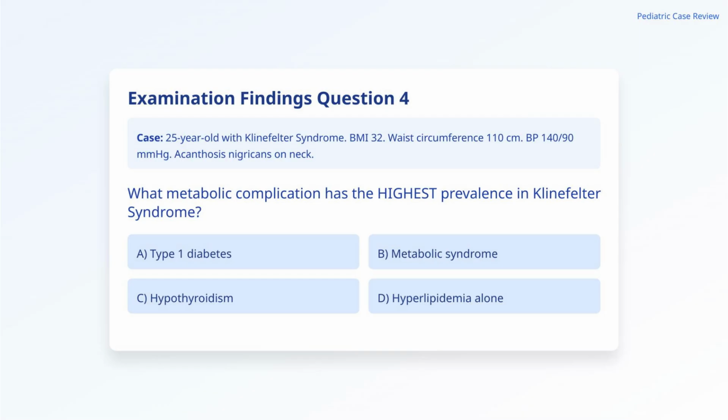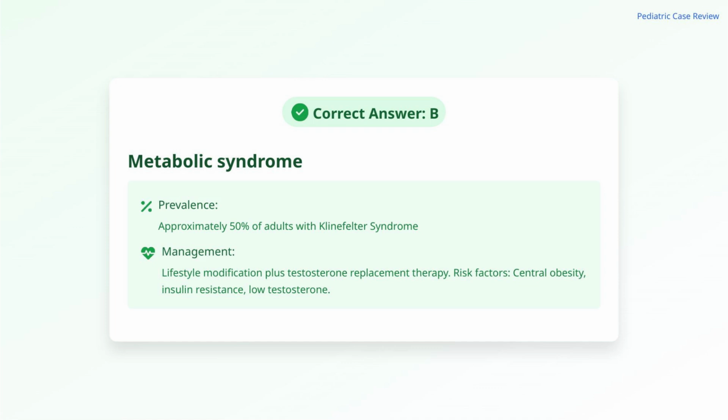Option A, type 1 diabetes. Option B, metabolic syndrome. Option C, hypothyroidism. Option D, hyperlipidemia alone. The correct answer is B, metabolic syndrome. Approximately 50% of adult males with Klinefelter syndrome develop metabolic syndrome, significantly higher than the general population.